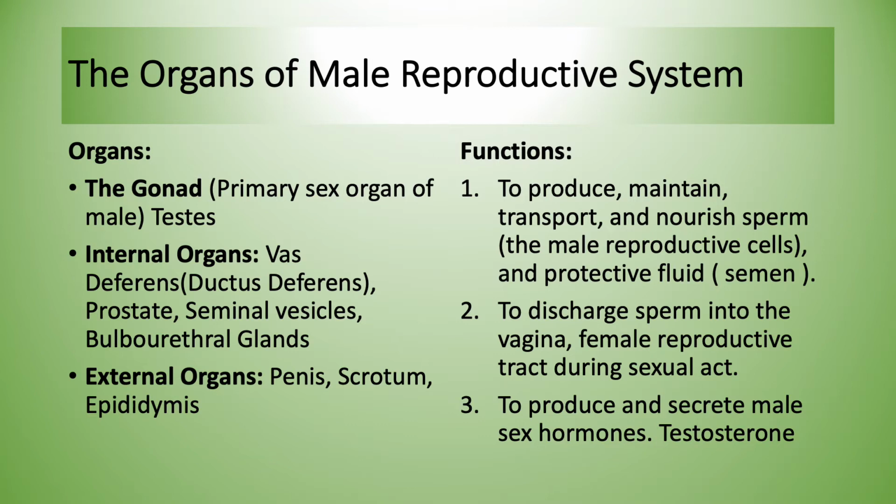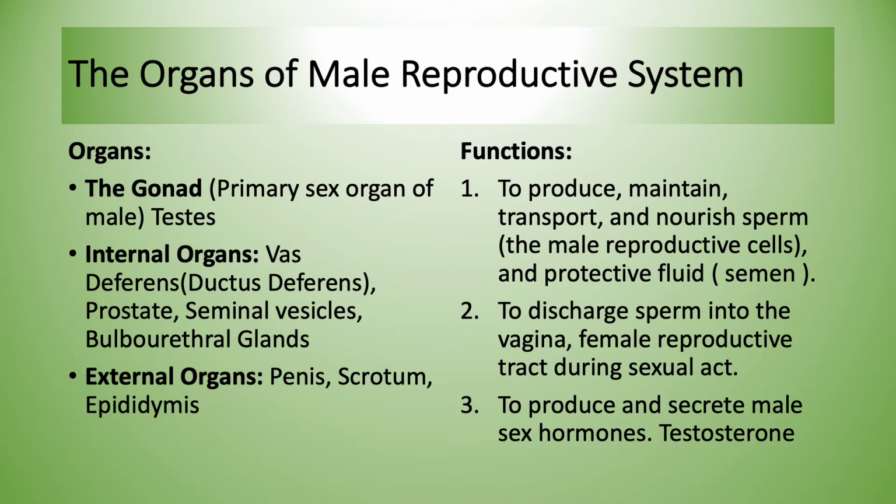The first, the gonad, the primary sex organ of the male, is not the penis. Let me tell you, that's a common mistake. It is the testes. Testes are the gonads. They are the ones producing gametes. So the primary sex organs of the male are the testes.